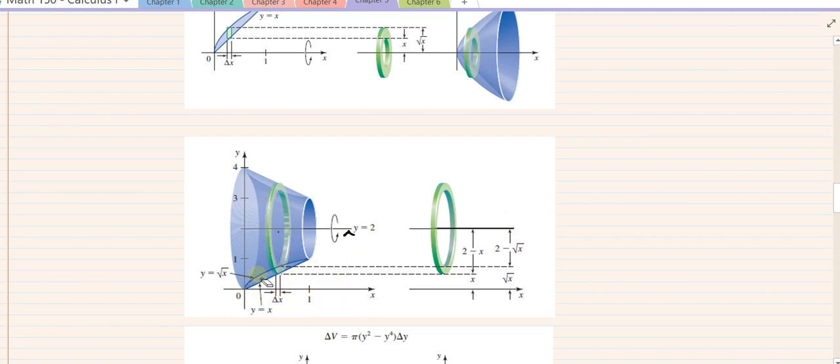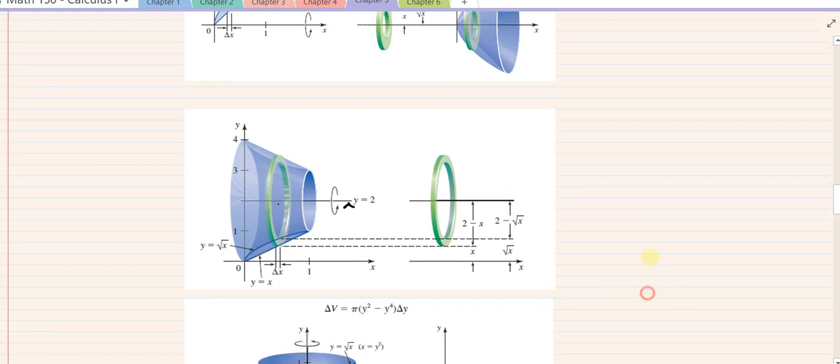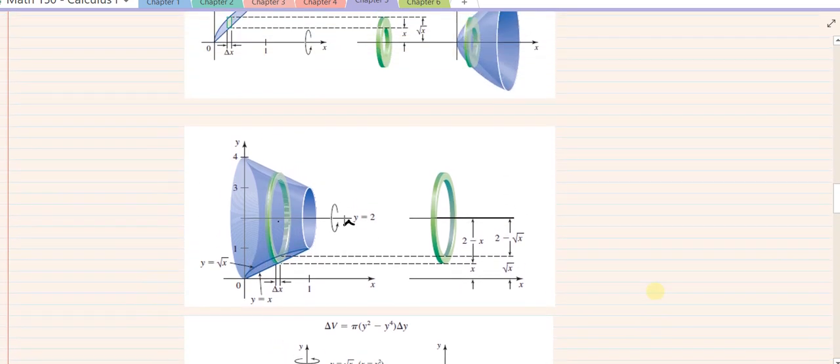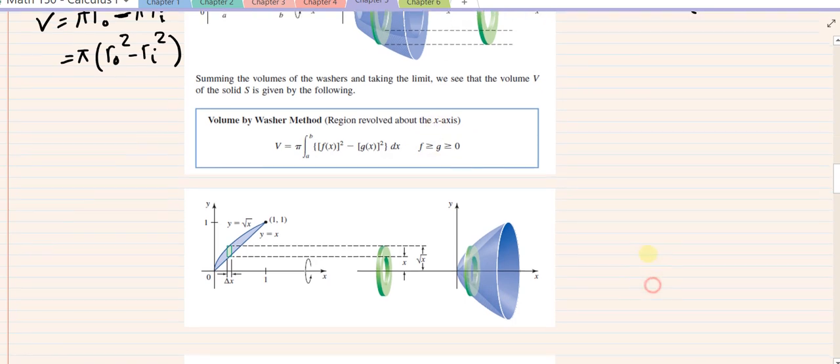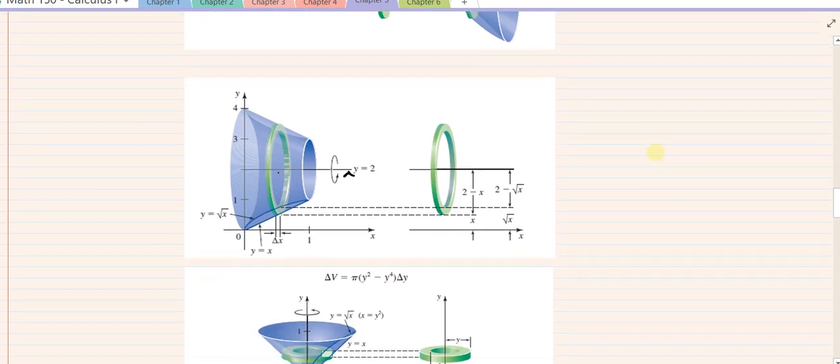Okay, and once you set up these, you can then set up the integral and then evaluate the integral. We need the outside and inside radii because that's what's in the integrand. Those determine directly what the integrand is. And be careful here, notice f must be greater than g. Otherwise we're going to get negative volume, which is not acceptable.